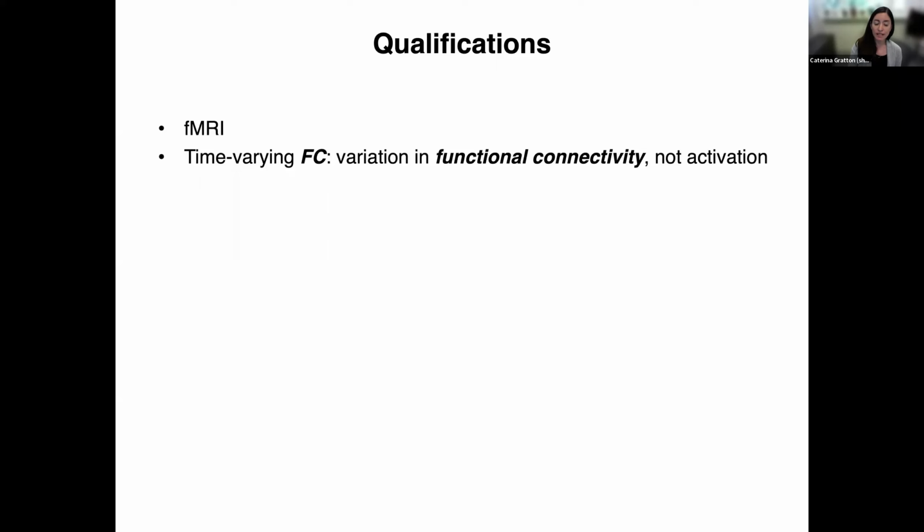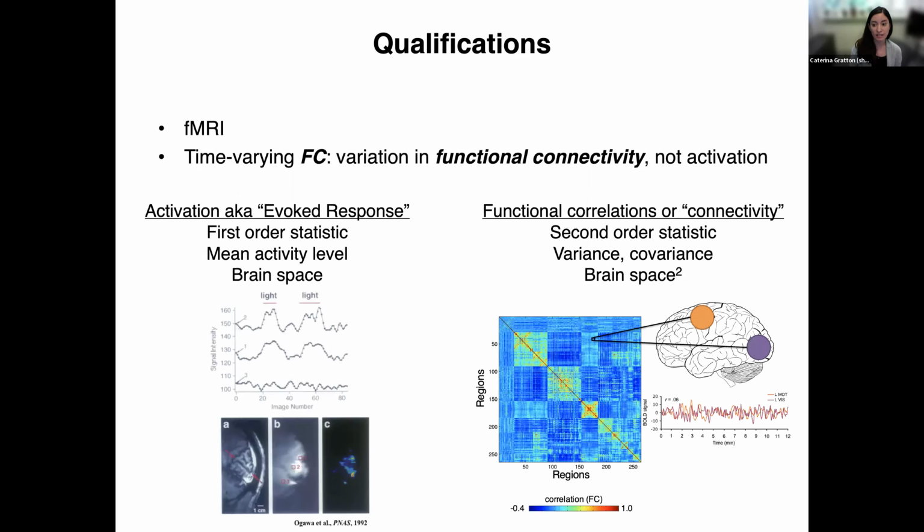I'll also define here that when I talk about time varying functional connectivity or dynamic functional connectivity, what I'm talking about is variation in the functional connectivity matrix, that is, in the second order statistic of this connectome, not in the original activation time course, which is of course a first order statistic often used to track evoked responses.